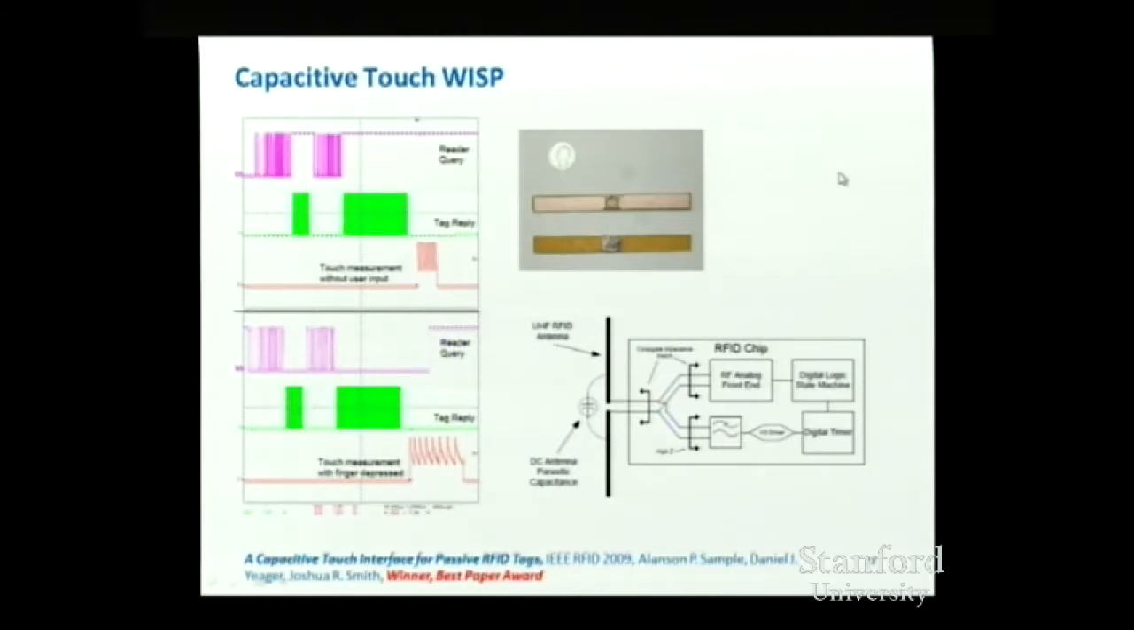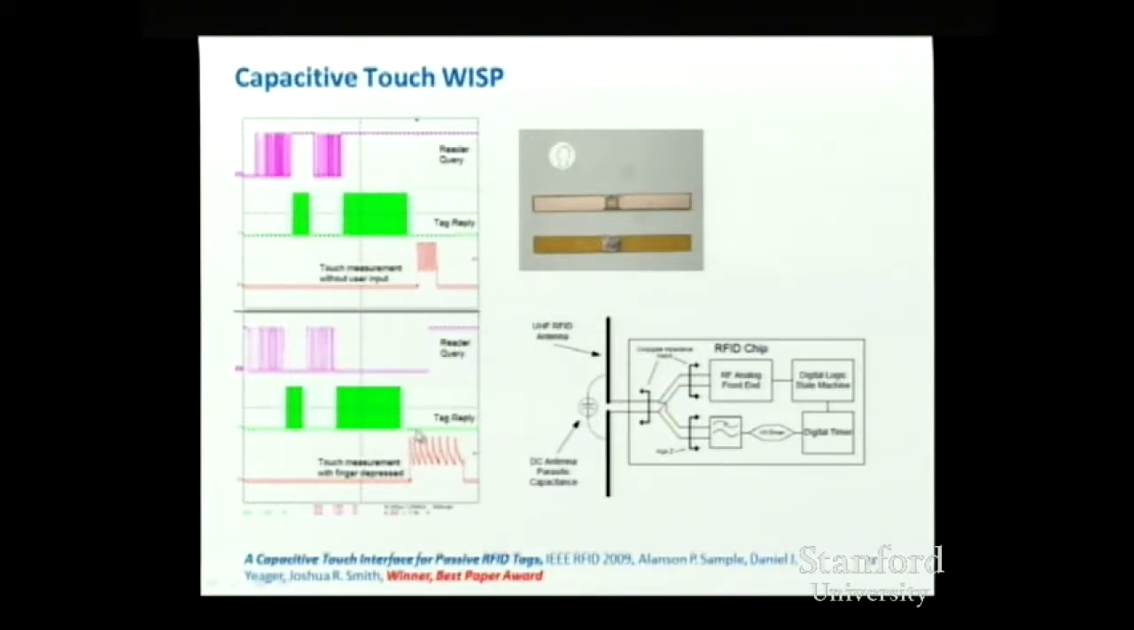Now here's a completely different application. My student, Alanson Sample, realized that it's possible to add buttons to RFID tags, essentially capacitive buttons, using the same antenna, using the antenna for the RF purposes, but also for the capacitive sensing. So what you see down here is the signal applied to the antenna in the case that you're not touching it. And then when you touch it, you increase the capacitance.